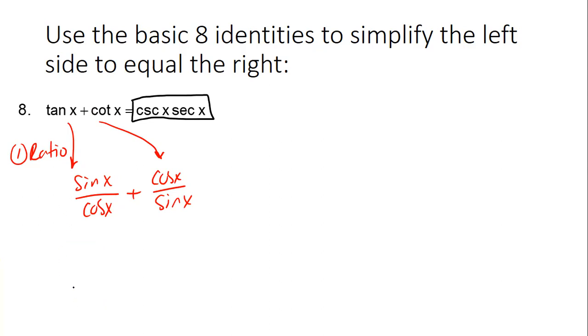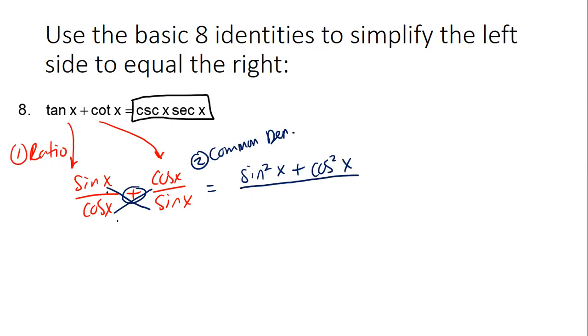Okay. So the second thing I'm going to do is get a common denominator. How you get a common denominator is up to you, but I'm just going to use chopsticks. Sine times sine is sine squared x plus cosine times cosine is cosine squared x, all over my bowl. Cosine times sine is cosine x times sine x.